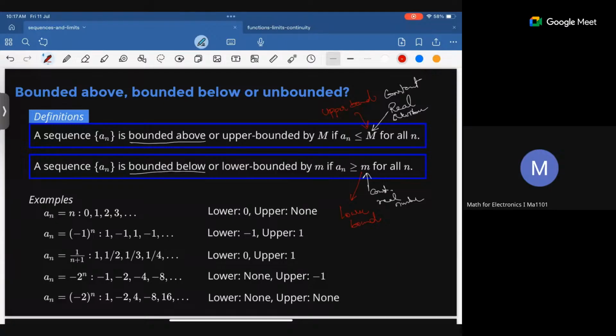Okay, so there are examples again. So let's not pick the first two. The first two are really easy. So let's do the third one.